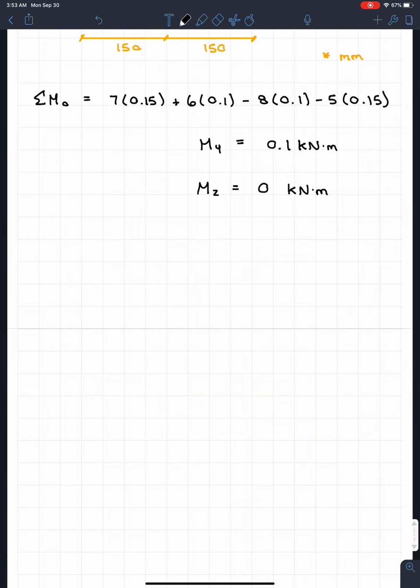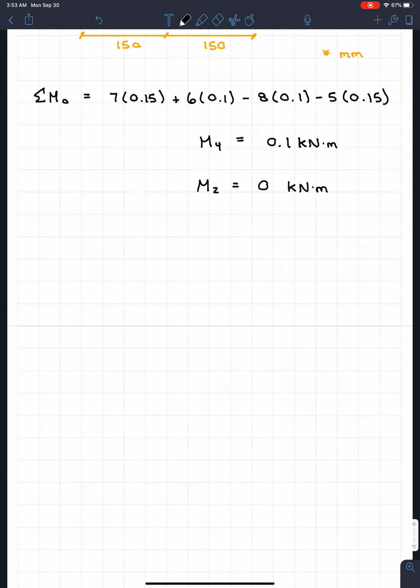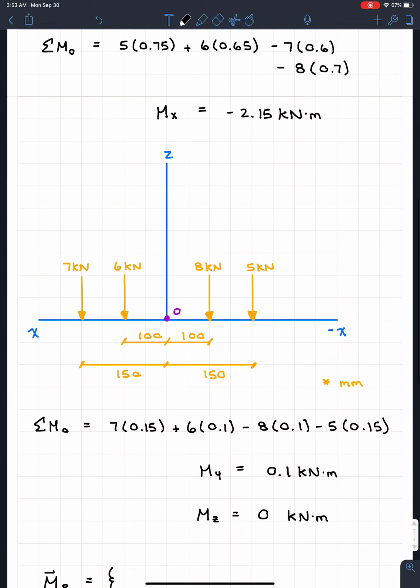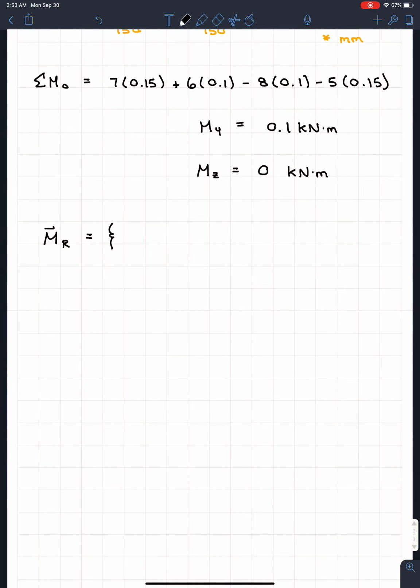So, from this, actually this looks like Mz. I'm just going to put a little bit of thing in there. So, from here we can actually put that our resultant moment is just going to be those 3 components that we already found. So looking up at Mx, we got negative 2.15 in the i direction, plus 0.10 in the j direction, and then plus 0 in the k direction. So we actually found our resultant moment really, really fast, even though there was 4 forces.